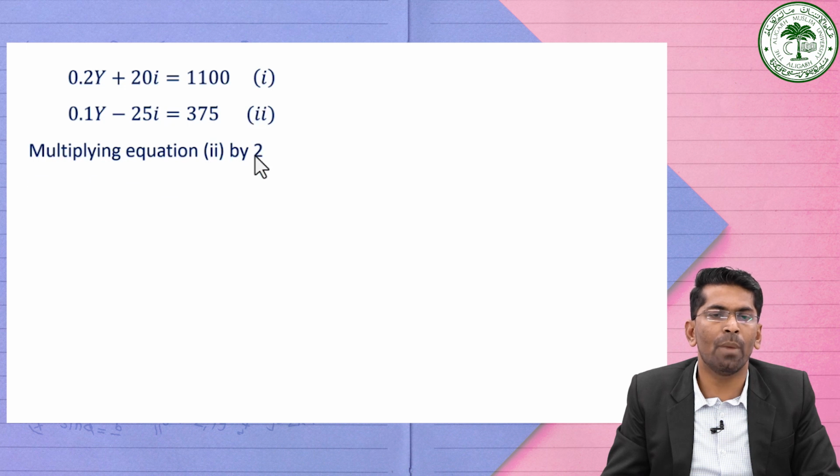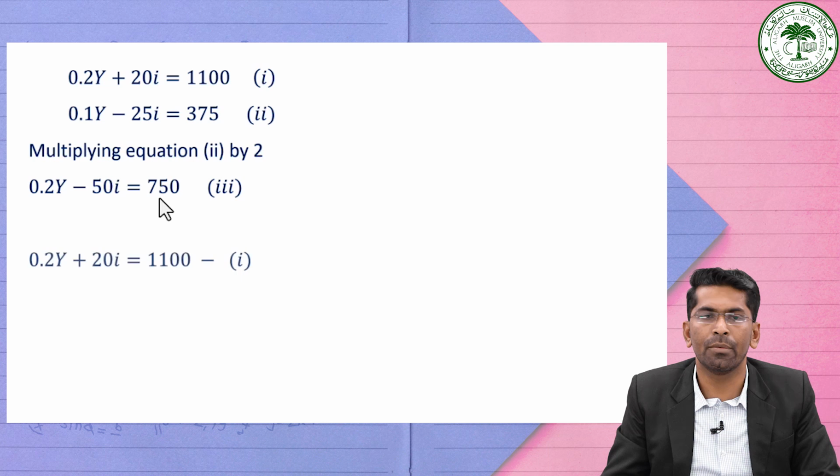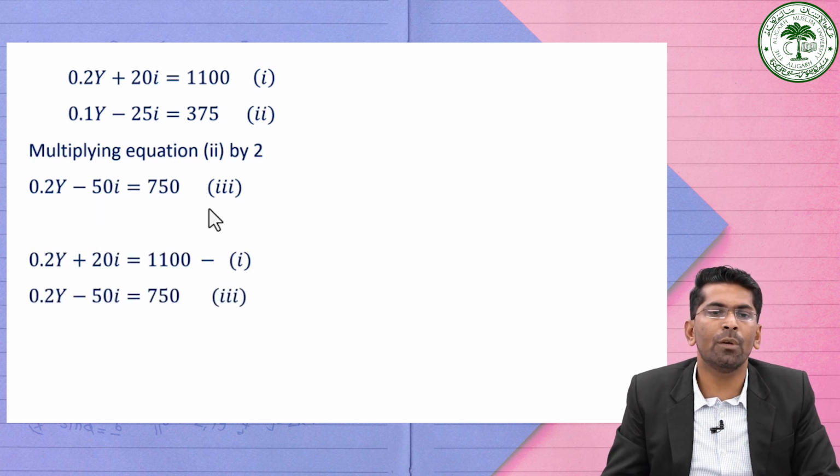So if you go for multiplying equation number 2 by 2, it will become 0.2y minus 50I, which is equal to 750. And equation number 1, which is already given here, and equation number 3 we are considering here. So it is 0.2y. The coefficient of income is the same, so we can eliminate this variable, that is y. In order to eliminate y here, we want to subtract, so I am putting here a subtraction sign.